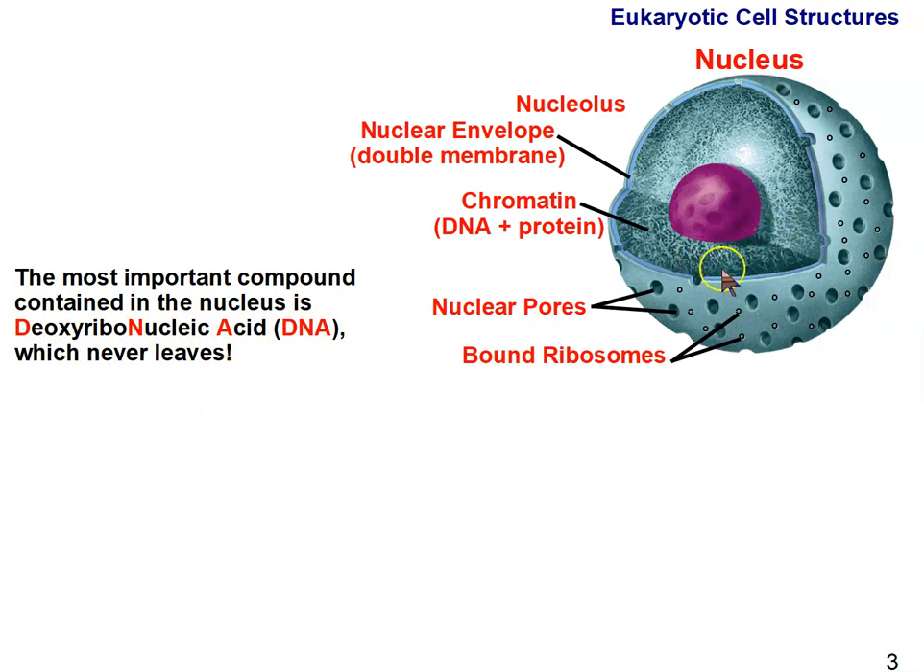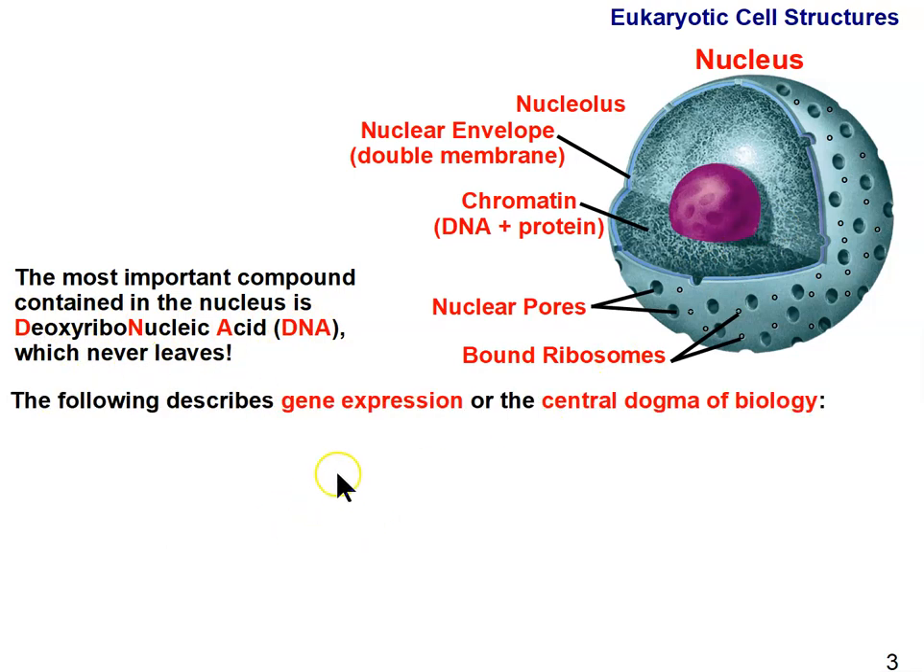So hopefully it's clear that the most important compound contained in the nucleus is deoxyribonucleic acid, or DNA. And as I pointed out, it doesn't leave the nucleus. It stays in the nucleus. The following describes gene expression. If you'll recall, that's what we call everything from gene to protein, the whole process of going from the information of a gene to making a complete protein. That's known as gene expression. And also it goes even further than that. The function of the protein, the outward phenotypic expression of that protein, or ultimately of the gene. That's really all of gene expression.